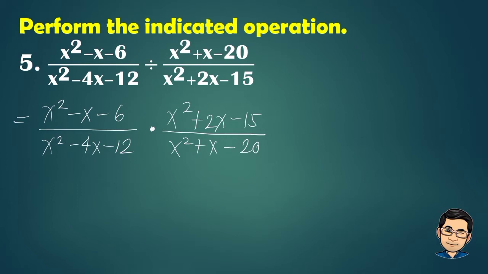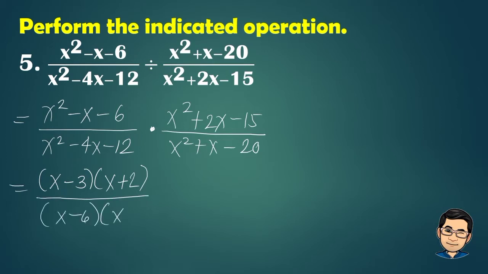So, una muna, x squared minus x minus 6. Ang factor niya, x minus 3 times x plus 2. Okay? And then, sa baba naman, ang factors niya, x minus 6, x plus 2.